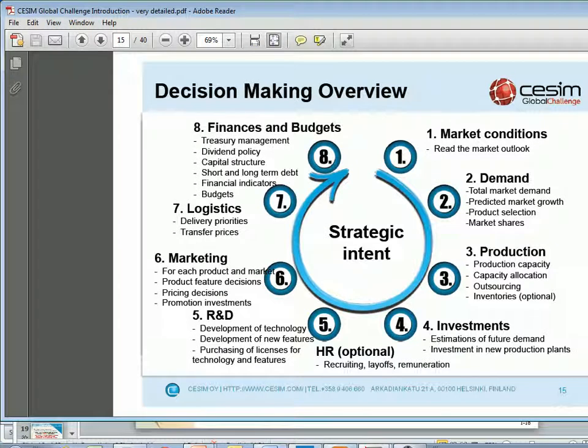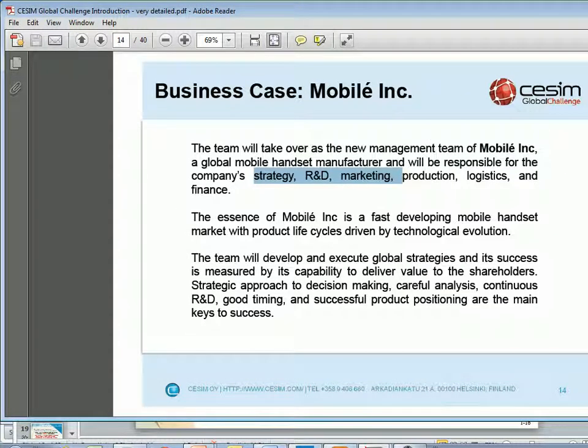And so the decision-making overview, what we're doing now is we're looking at what the environment is. And when you come to play the simulation, you look at the market conditions, and then from there you set your demand. And the demand that you set guides all of the operations. So remember, you are R&D, marketing, production, logistics, and finance.